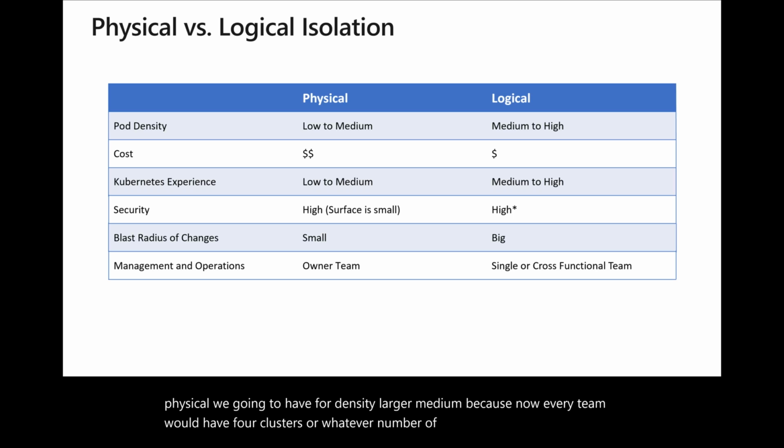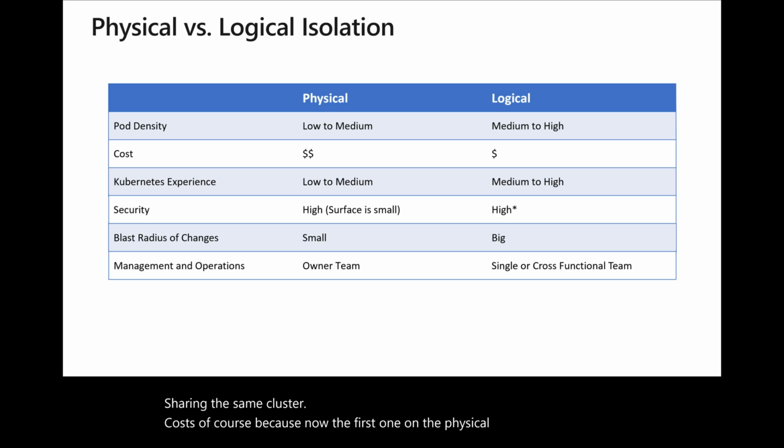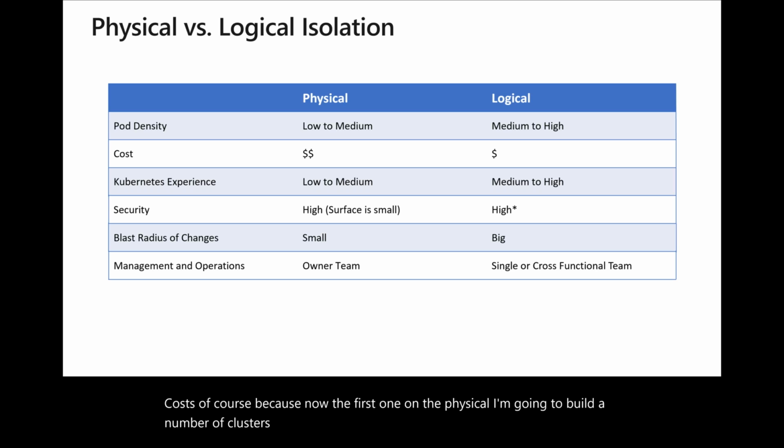If we go just dev and prod, we'll have at least 2 environments. Whereas in the logical, I have more pod density, because now I have more teams sharing the same cluster. Costs, of course, because on the physical, I'm going to build a number of clusters, and pod density will be low, cost more is higher.